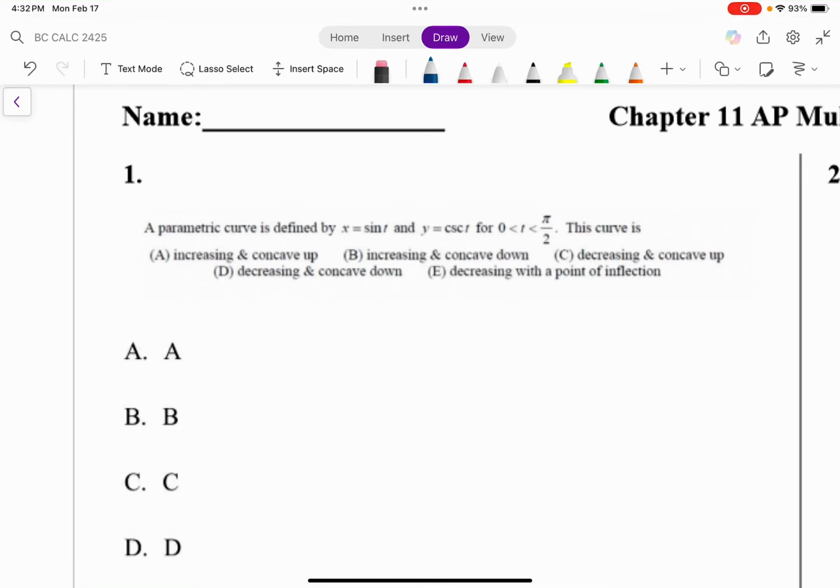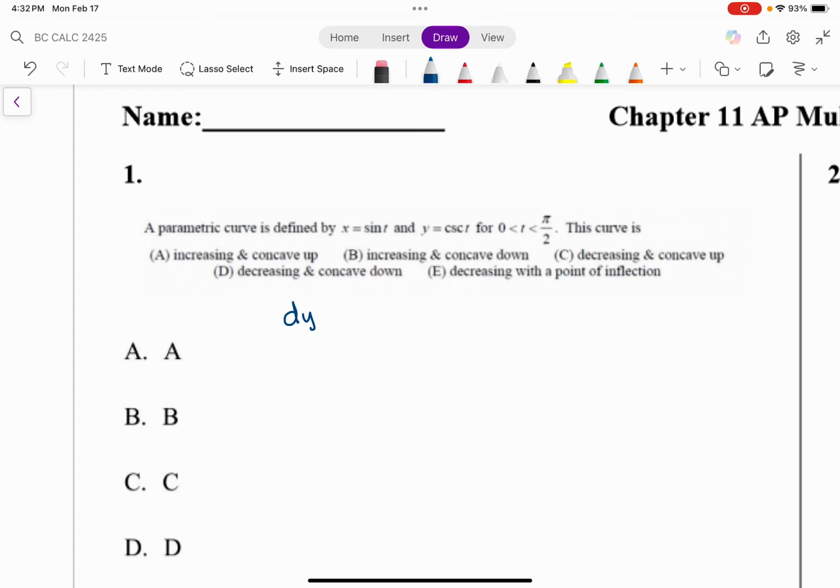Okay, this says a parametric curve is defined by x equals sine of t and y equals cosecant of t on the interval 0 to pi over 2. And then we have to describe what this curve is doing. Well, to determine whether it's increasing or decreasing, we need the first derivative.